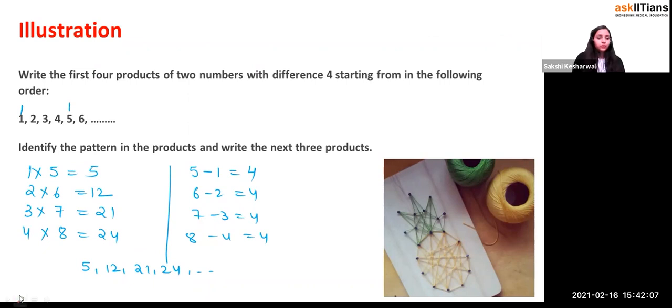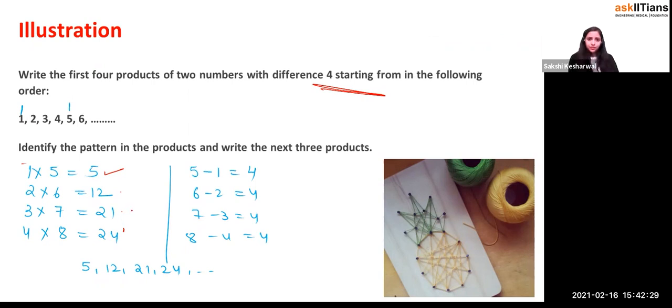Okay, so we have to identify the pattern in the products and write the next three products. We needed a difference of 4. So we got the first product, 1 into 5, and the difference is 4. Now we have to find the next three products. So the next three products are these three.